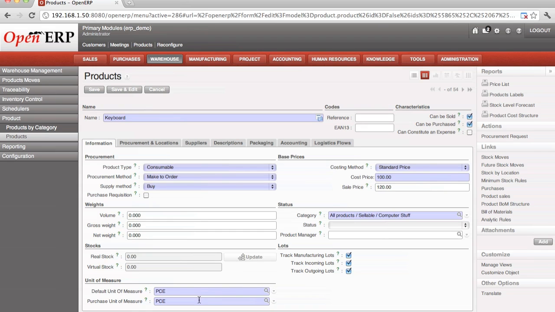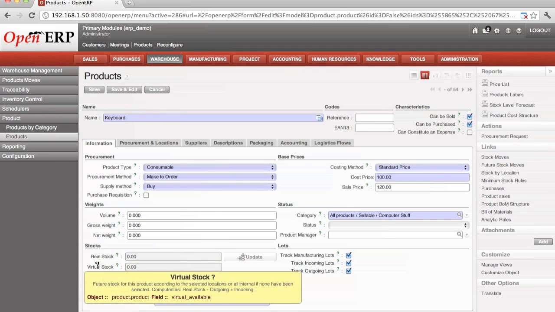Once you start buying and selling the products, its real stock will get updated. Real stock is the quantity that is in the warehouse. Virtual stock is real stock minus outgoing stock plus incoming stock.